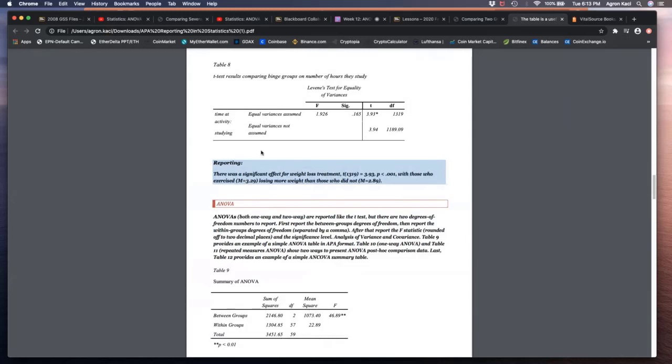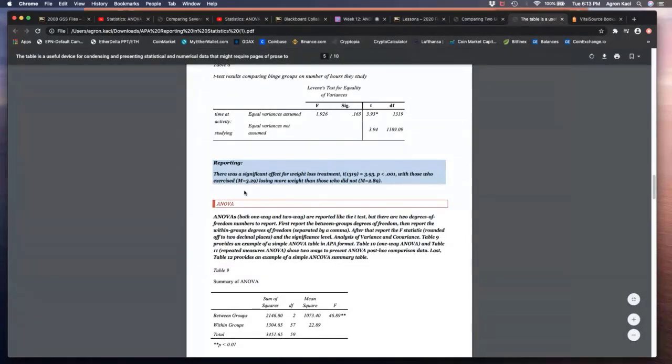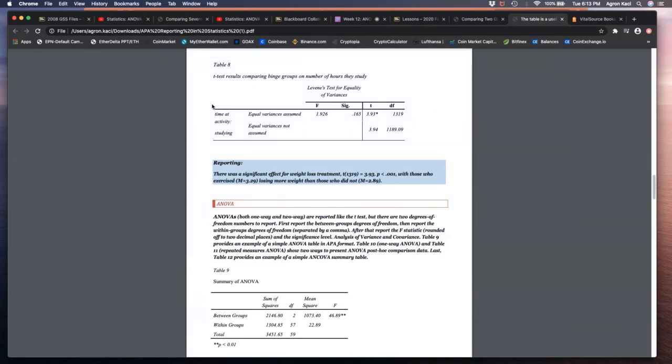Now the t-test is this. You can simplify. You know how long and wide that table is. It shows you the f-test for the equality of variance, the Levene's test, and based on that you have to choose whether the equal variances were assumed or not assumed, and then choose the t-value. You don't report the p-value here, just the t.